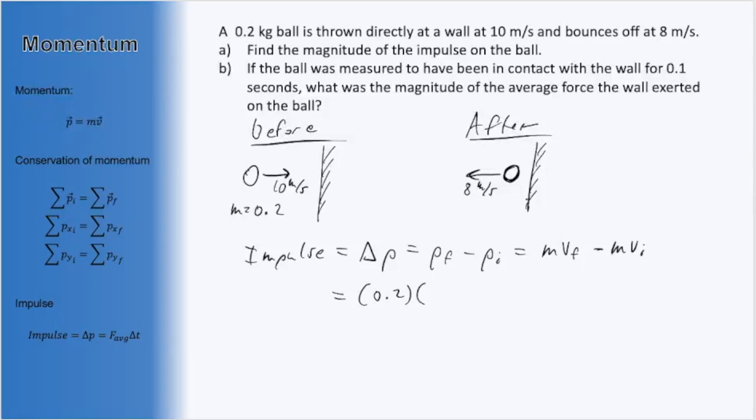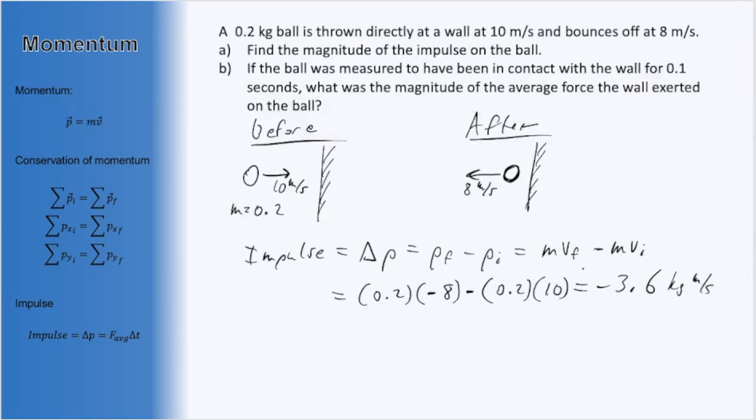So final velocity, that is our 8 meters per second after we have bounced off the wall. The way I've drawn my diagram, that is to the left, so I want to plug in a -8. Then I have to subtract the mass 0.2 times the initial velocity. Before I hit, the ball is moving at 10 meters per second, and the way I've drawn my diagram, that is to the right, so positive 10. Doing this calculation will give me -3.6 kilogram meters per second.